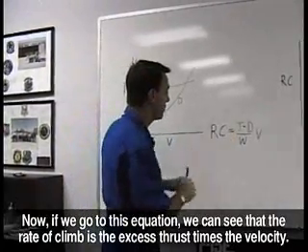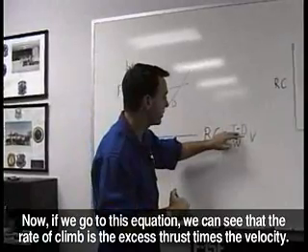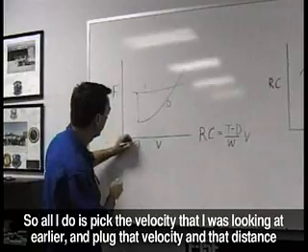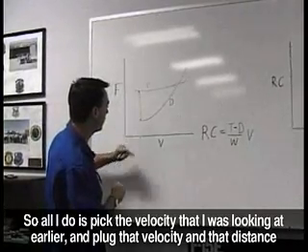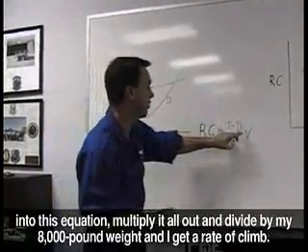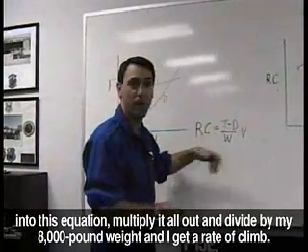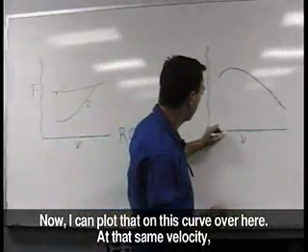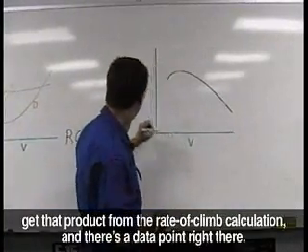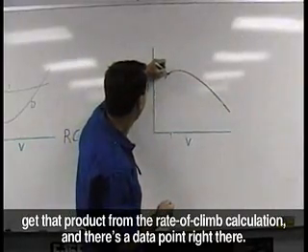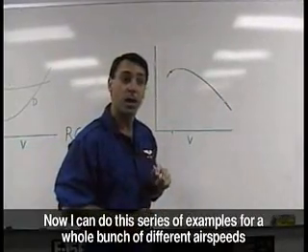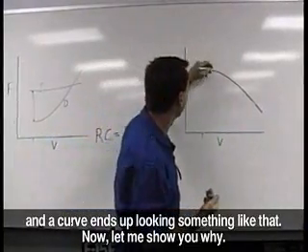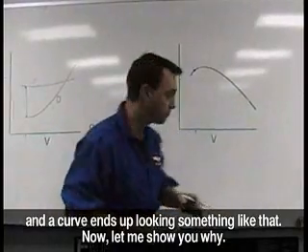Now if we go to this equation, we can see that the rate of climb is the excess thrust times the velocity. So all I do is pick the velocity that I was looking at earlier and plug that velocity and that distance into this equation. Multiply it all out, divide by my 8,000 pound weight, and I get a rate of climb. Now I can plot that on this curve over here at that same velocity, get that product from the rate of climb calculation, and there's a data point right there. Now I can do this series of examples for a whole bunch of different airspeeds, and a curve ends up looking something like that. Well, let me show you why.